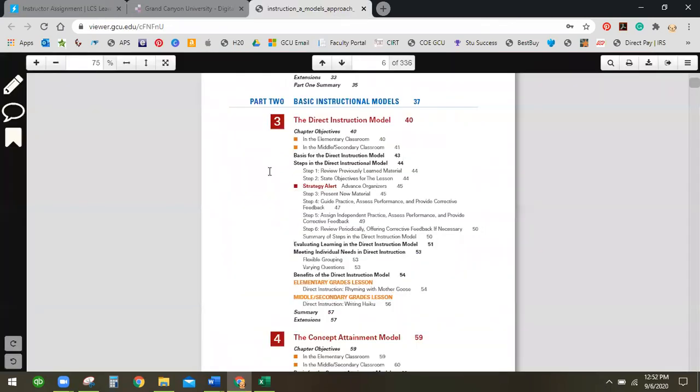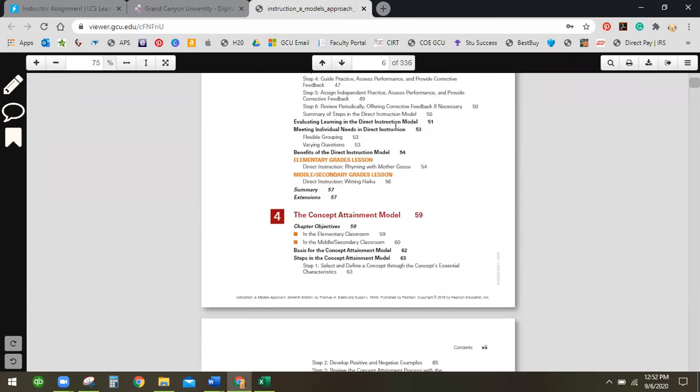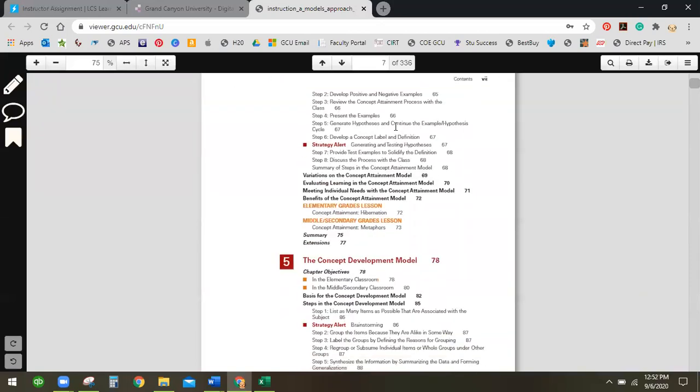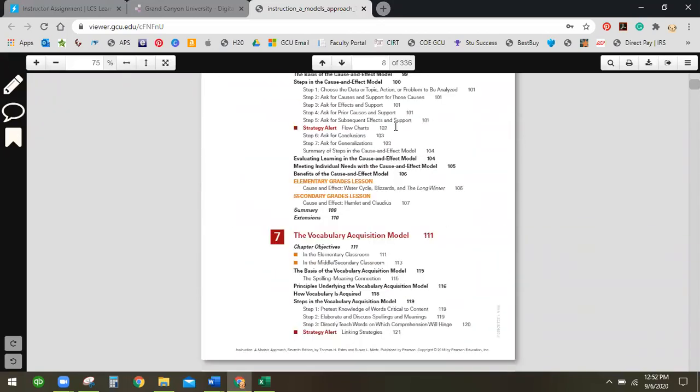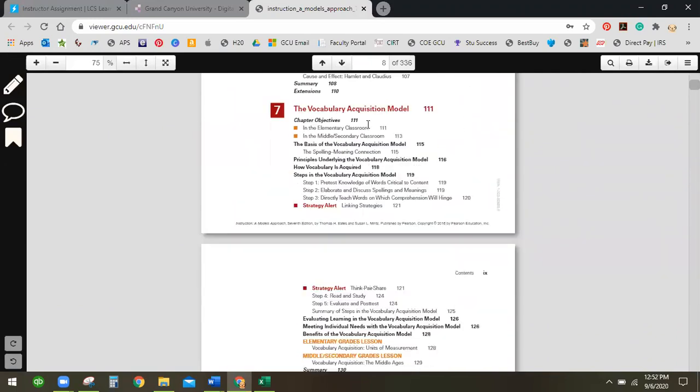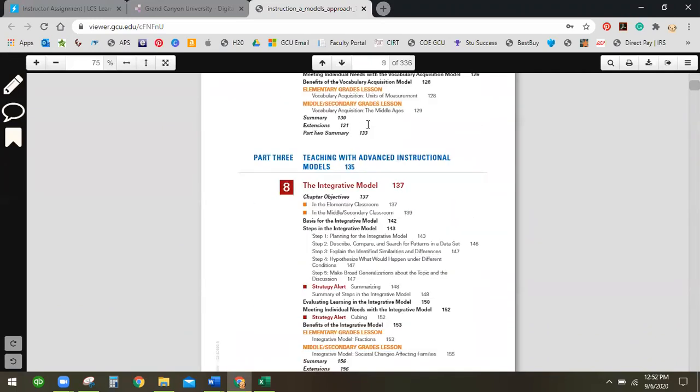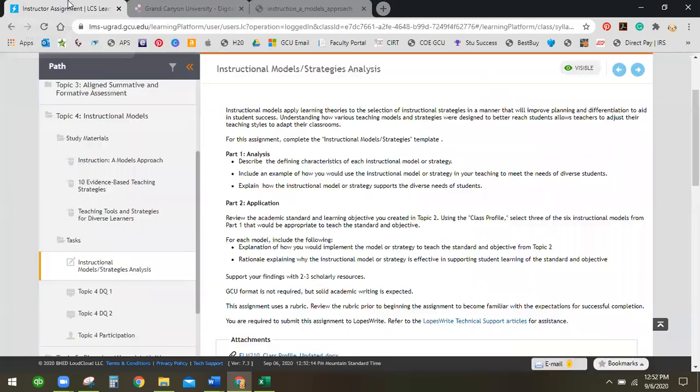When you look at our textbook readings this week, they talk exactly about the direct instruction model, the concept attainment model, and the concept development model. And so you're assigned to read several of these chapters all about these instructional models. This will help you as you are writing your assignment this week.